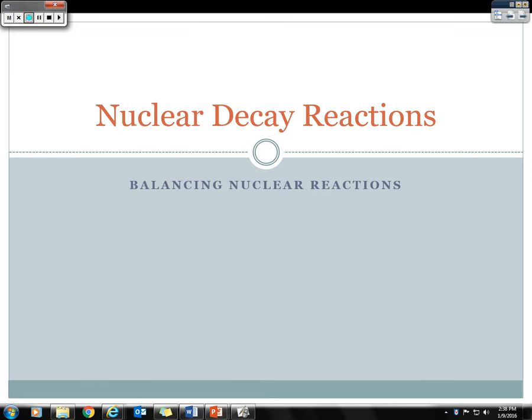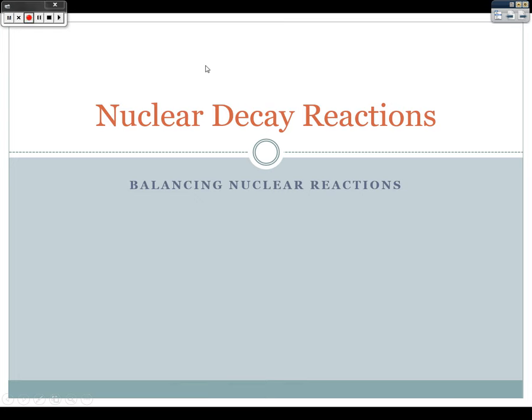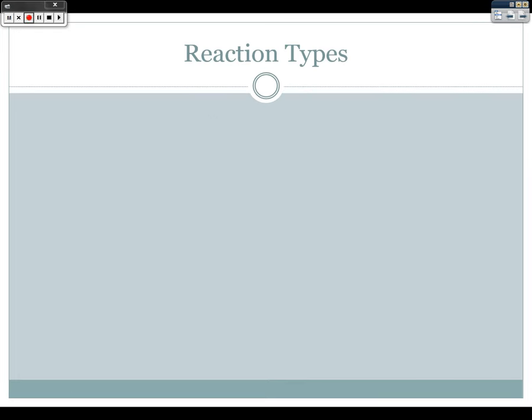Okay, so today we're going to be talking about nuclear decay reactions, and specifically balancing nuclear decay reactions. We are going to get a lot more in depth into nuclear after the semester is over, but since we were talking about chemical reactions and balancing chemical reactions right now, I wanted to talk about balancing nuclear reactions as well. It fits in nicely.